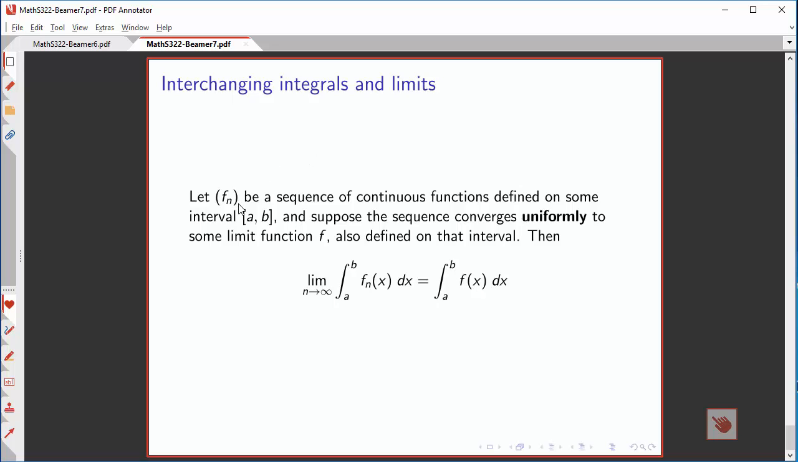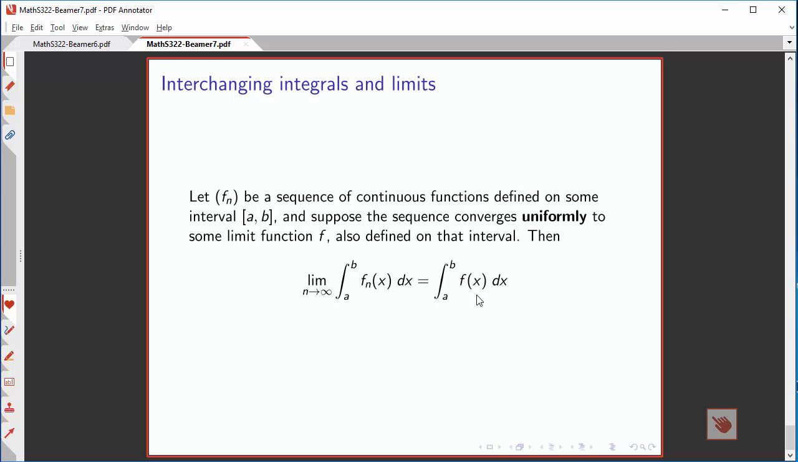Finally, one last result. This involves integral calculus, but you all know calculus. You're learning real analysis. So let's suppose we have a sequence of continuous functions defined on some closed interval, and suppose further that the sequence converges uniformly to a limit function, which is also defined on that interval. Then, and it's not too difficult to prove, the limit of the integral is equal to the integral of the limits. That's obvious, you think.